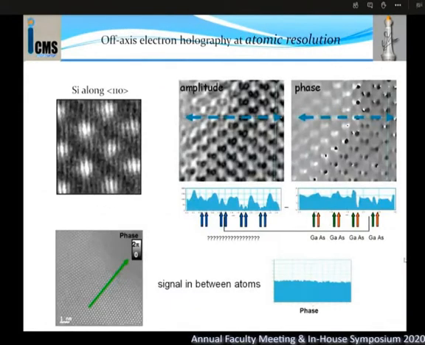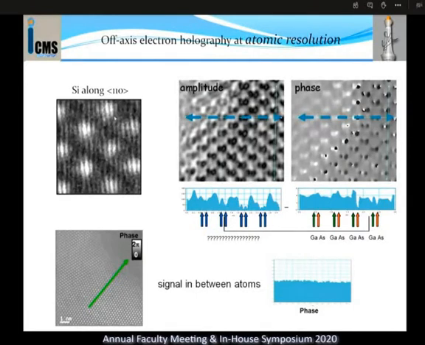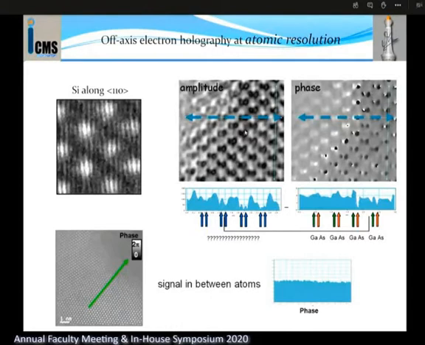At atomic resolution, you have to record the hologram at the sub-angstrom length scale. There is an example of silicon along the 110 orientation showing the lattice of silicon, and in that you can see the fringes at the sub-angstrom length scale. And here on the right-hand side are the amplitude and the phase extracted from such an atomic resolution hologram with a gallium arsenide sample along the 110 orientation.